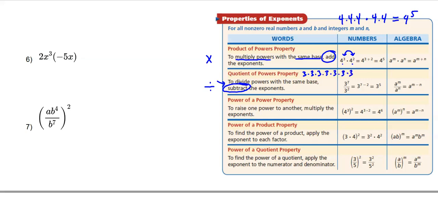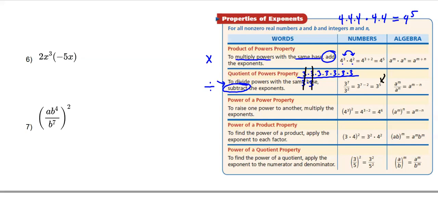That's 7 of them. And then all over 3 squared. And then if you started canceling your 3's, you'd end up with 5 3's on top, which is kind of where they get that 3 to the 5th. So it's just a subtraction move.